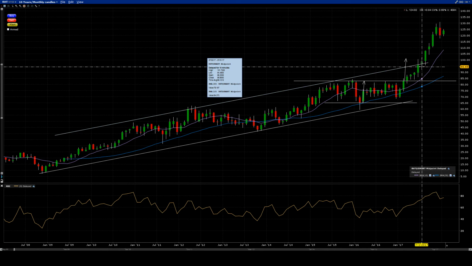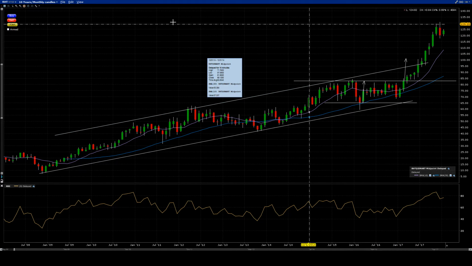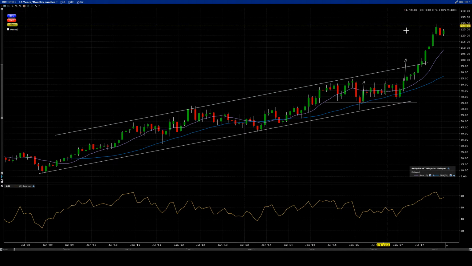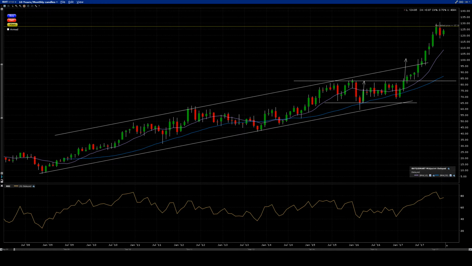And right now it's been almost exponential, right? It's been going high. But what seems to be happening right now is we seem to have hit some resistance around the 127 level. We haven't had a close above that level. We've had wicks.